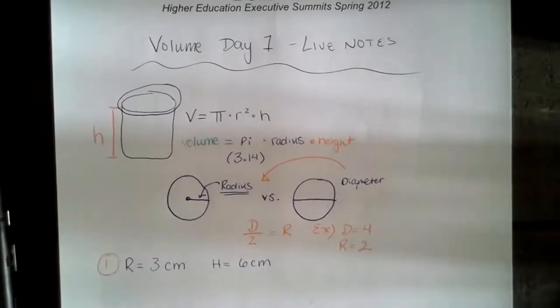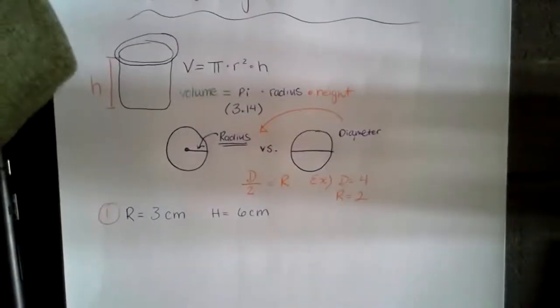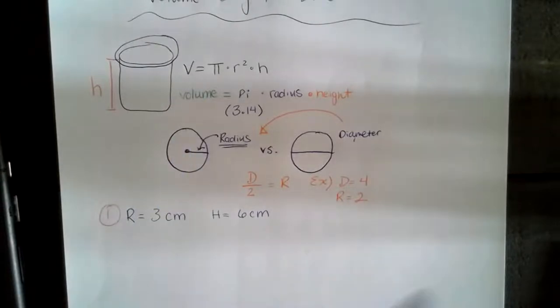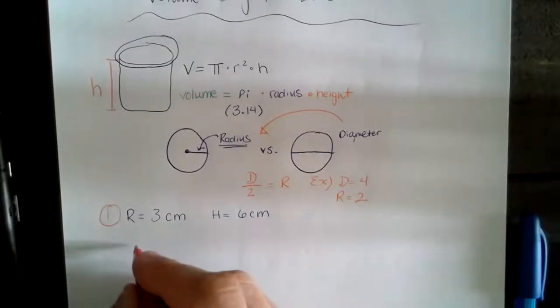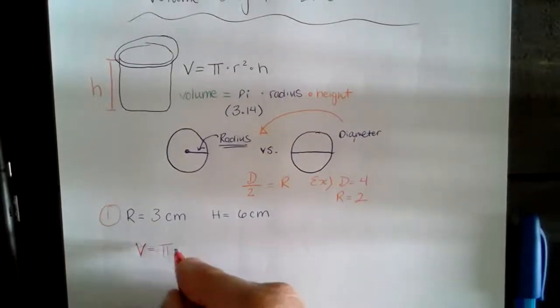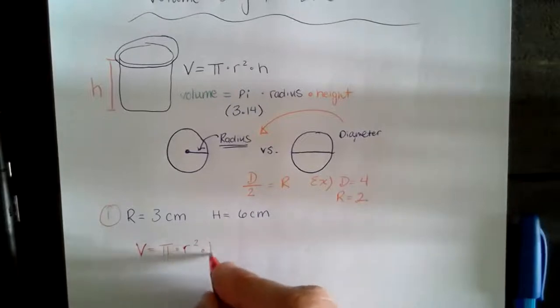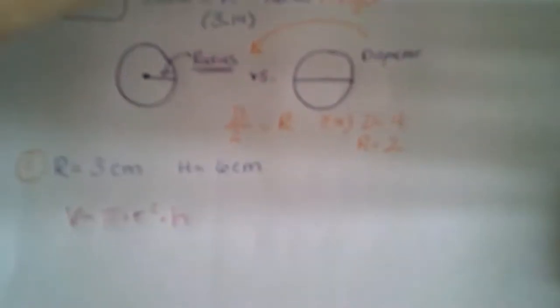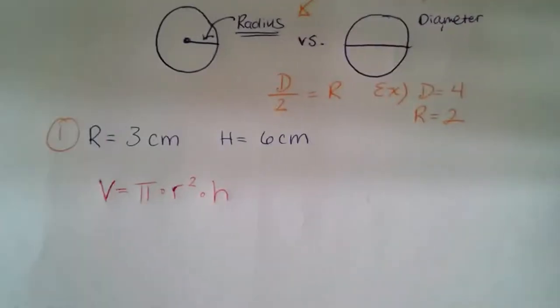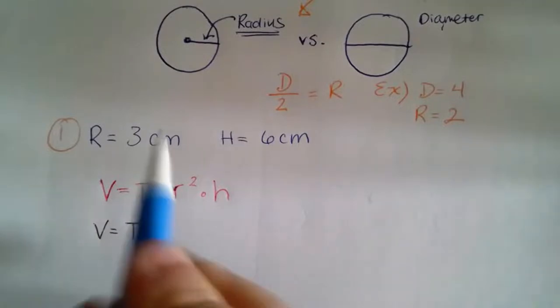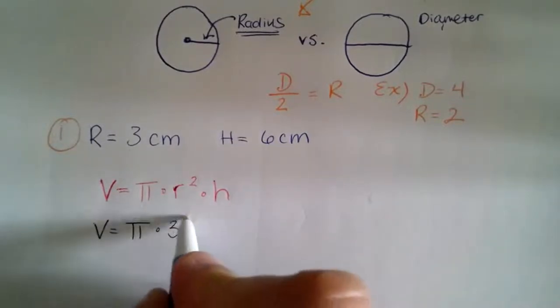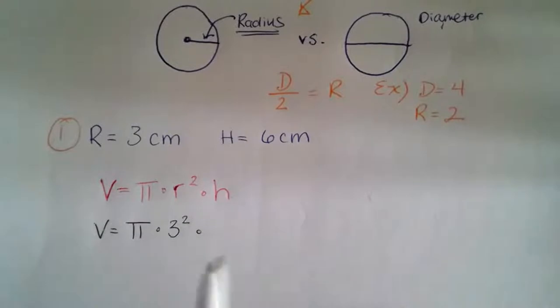So we are going to plug in this information for number one, again on the cylinder page, into the formula. Back in November, we did Pythagorean's theorem where we would write the formula down. We strongly recommend that you do the same thing. So the volume of a cylinder is pi times radius squared. I'm now going to plug in the information. It will now be that the volume is equal to pi times radius 3 squared times the height 6.